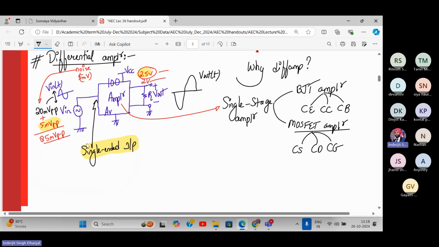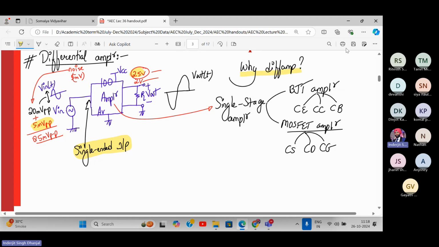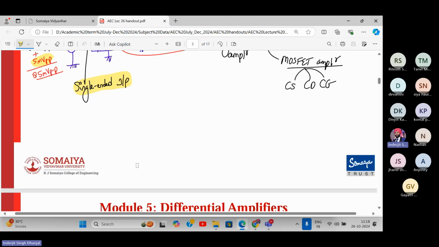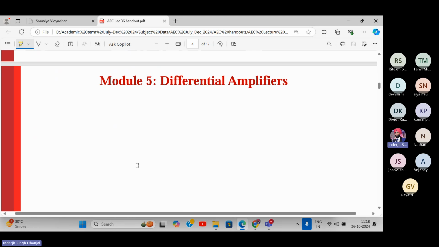Now let's go for the differential amplifier and answer the question why we go for it. Let's consider a diagram of a differential amplifier. Let me draw it. How it is different from the normal single stage amplifier, we'll understand now. This is my differential amplifier. It has a gain AD, the differential gain.